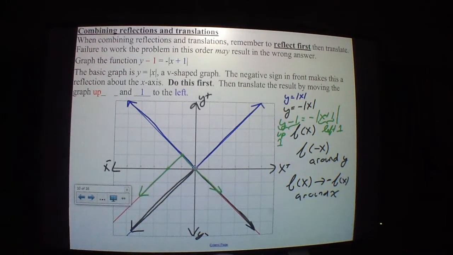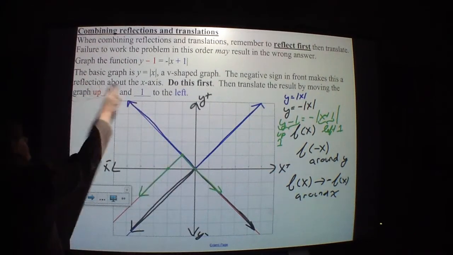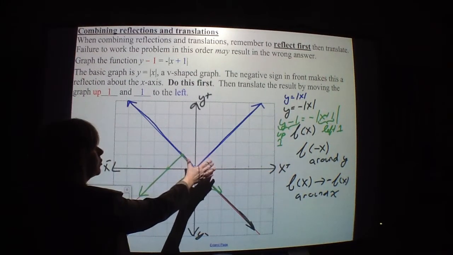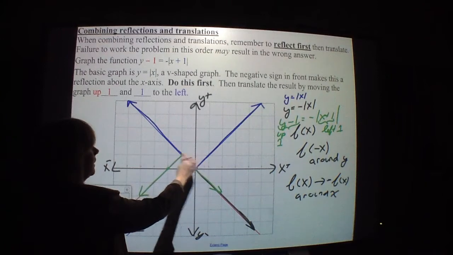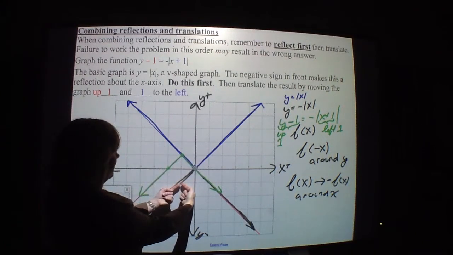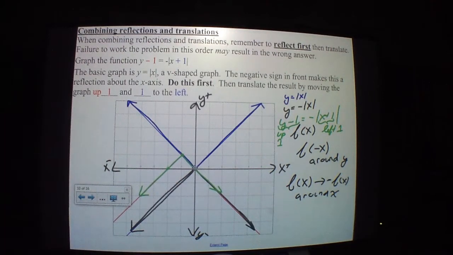So make sure you can distinguish between your graphs on this page, because if you printed it on a black and white printer, you just see a lot of black lines. Notice if I would not have reflected first, if I would have taken this blue graph and moved it up one and left one, I would have a V right here, and if I reflected it, I'd have a V down here, which is not the same, which is not correct.